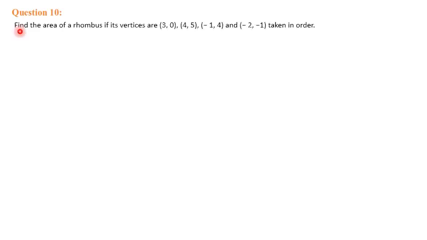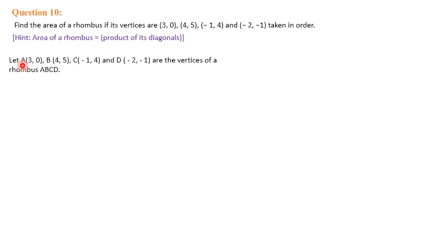Next we shall discuss the last question of this exercise. Find the area of a rhombus if its vertices are (3, 0), (4, 5), (-1, 4) and (-2, -1), taken in order. A hint is given to you: the area of a rhombus is equal to half the product of its diagonals.